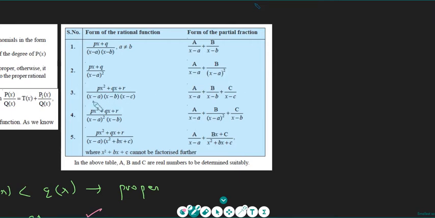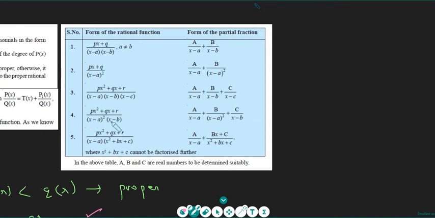Next, px squared plus qx plus r divided by x minus a into x minus b into x minus c. If all three terms are linear like this, then we apply A for the first term, B for the second term, and C for the third term.